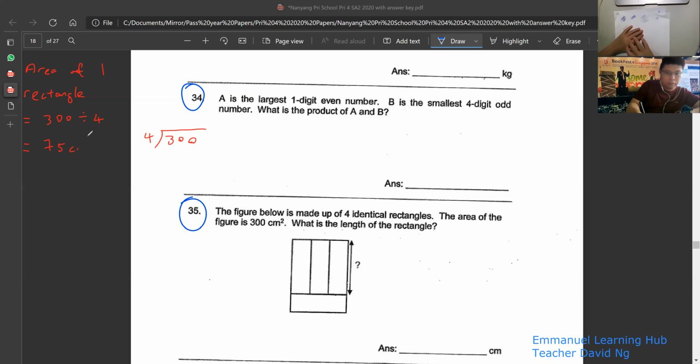Okay. The question is not asking for the area of one rectangle. The question is asking for the length of the rectangle. If you look at the drawing carefully, can you see that the length of the rectangle equals 3 breadth? Yeah. Length is 3 breadth. And length times breadth is 75.